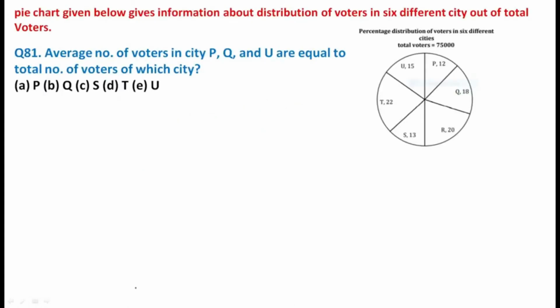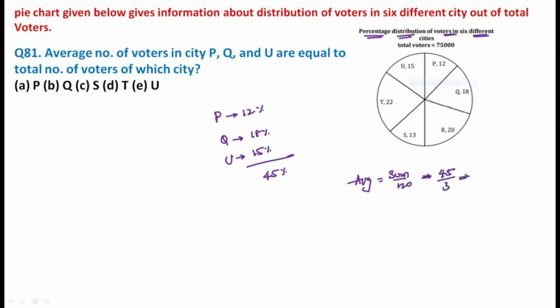So there is a data interpretation question here. The average number of voters in cities P, Q and U is equal to the number of voters in which city? See guys, here there is information on the percentage distribution of voters in 6 cities. The P distribution is 12%, Q is 18%, and U is 15%. The sum of these values is 45%, but we need the average. Average is equal to sum by count, so 45 by 3, and the percentage value becomes 15. Guys, don't calculate it numerically. You just observe which city has exactly 15%, and the option is U.